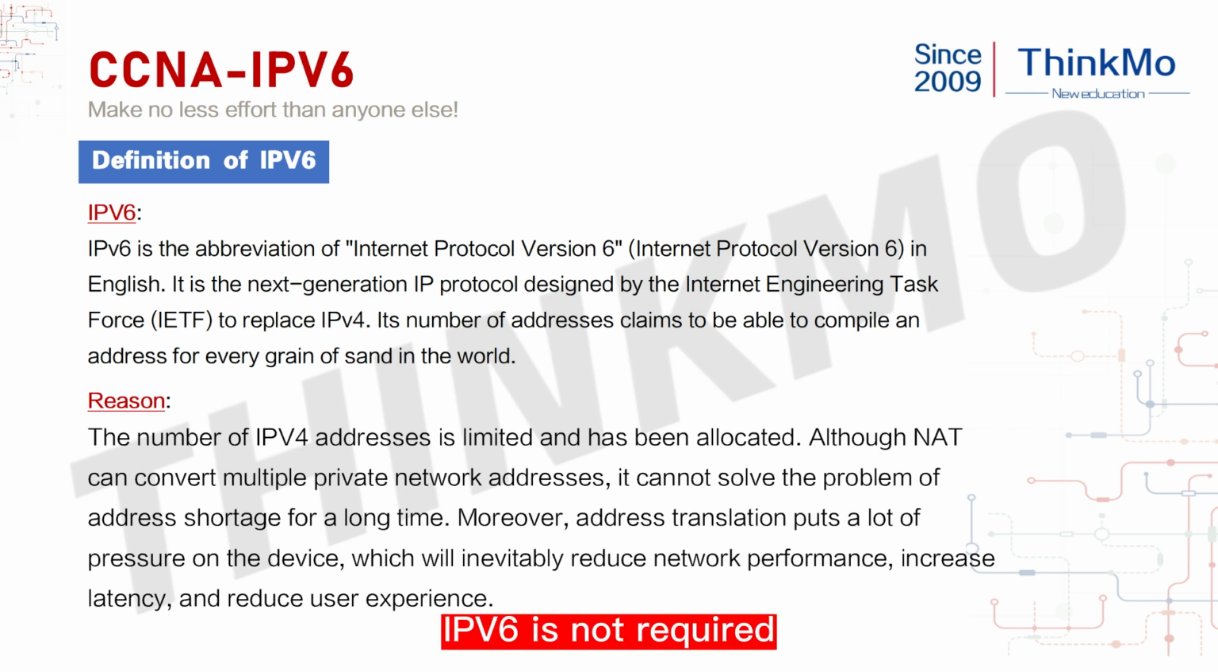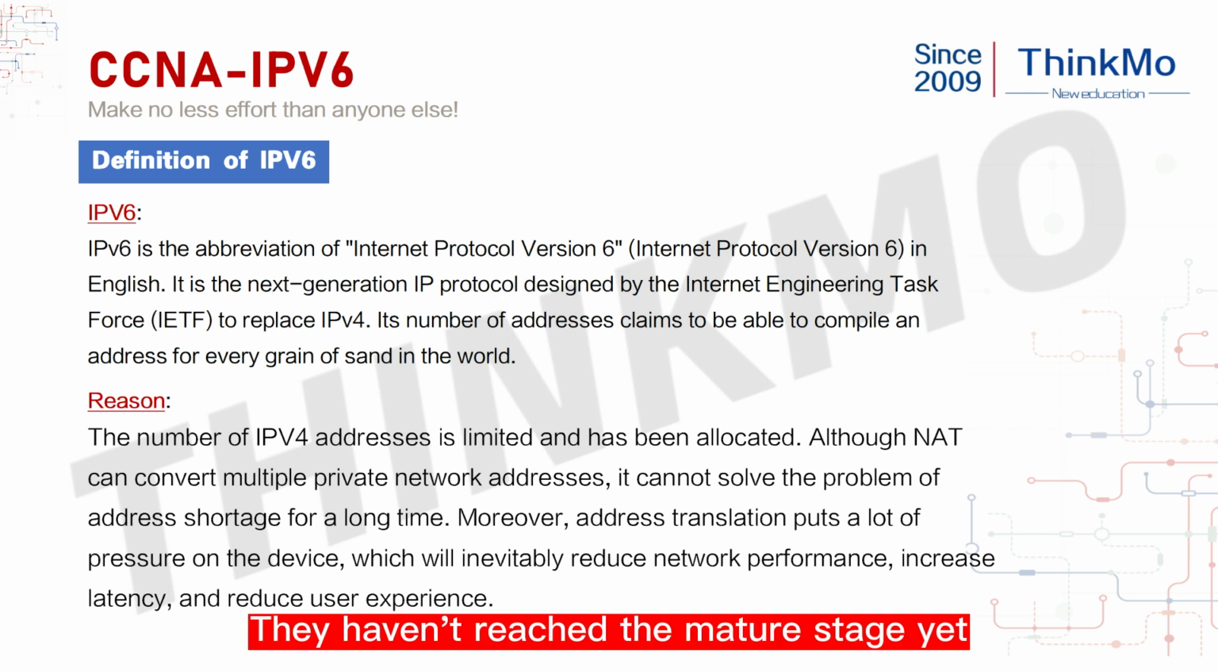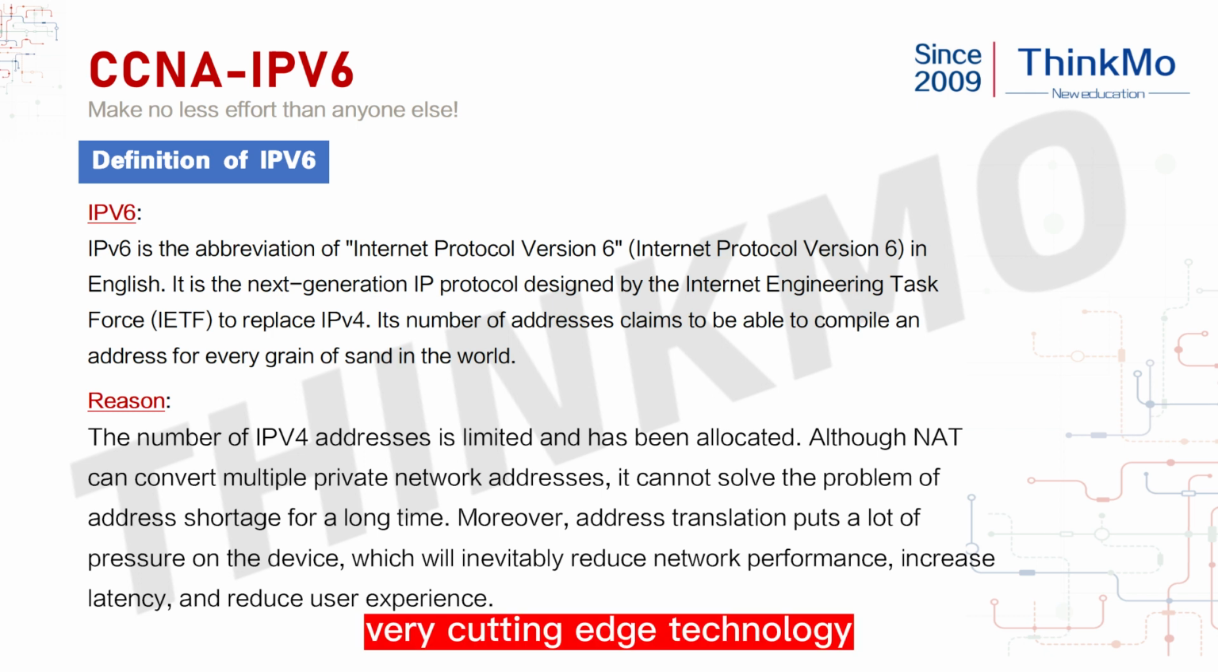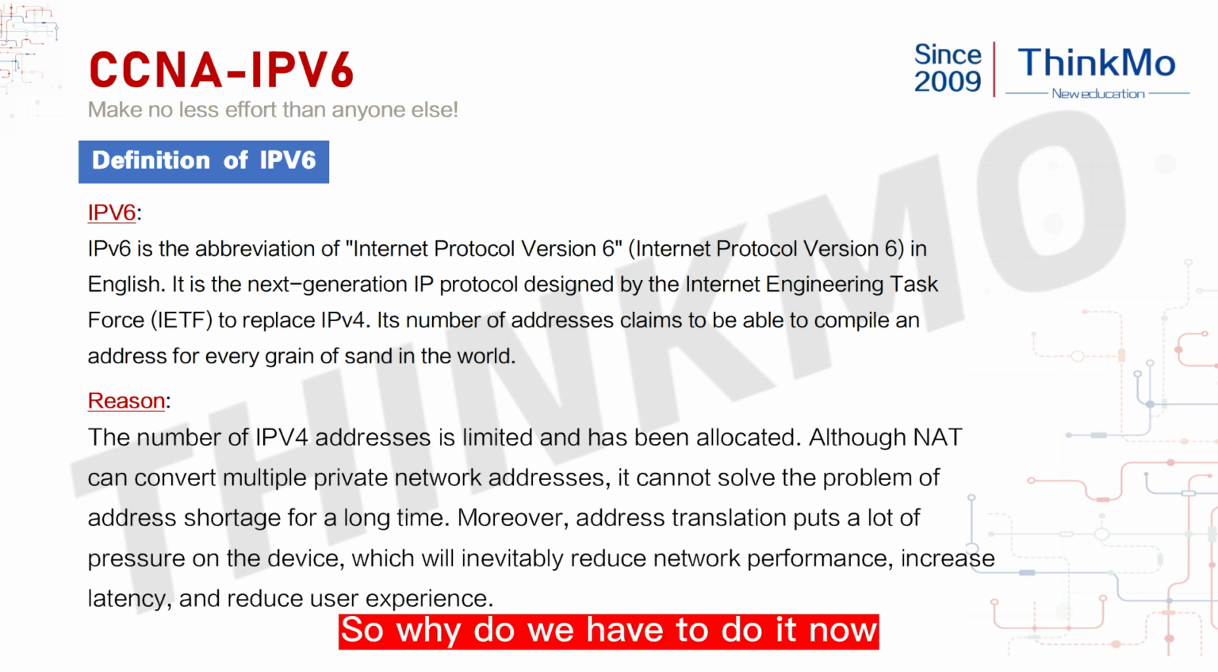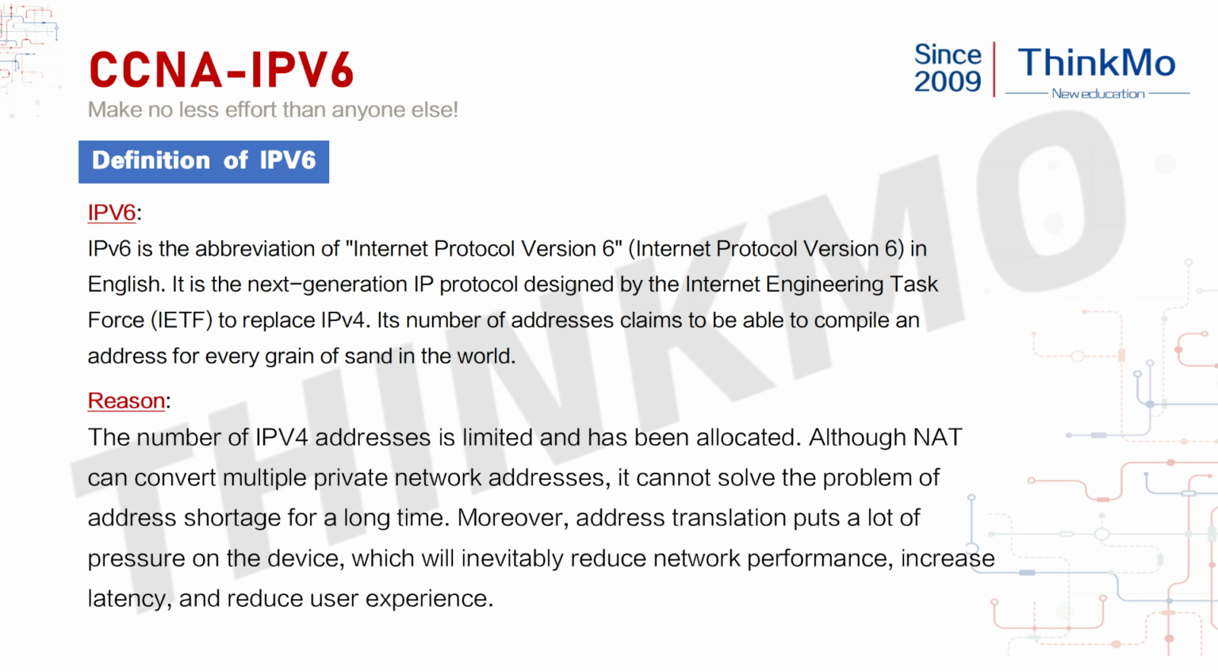IPv6 is not required, including for our current technologies like moving properties or driverless technology. They haven't reached the mature stage yet. That means there aren't any very cutting-edge technologies that require IPv6. So why do we have to start transitioning to IPv6 now?